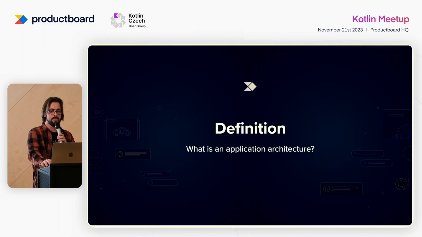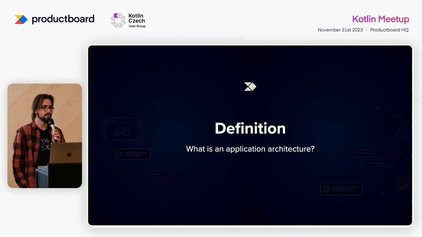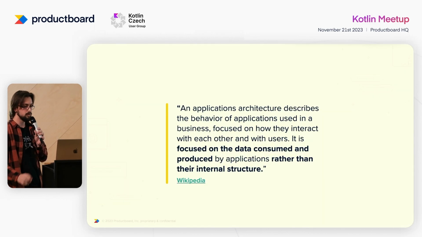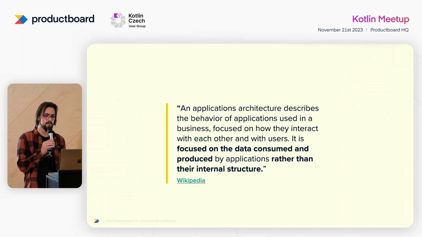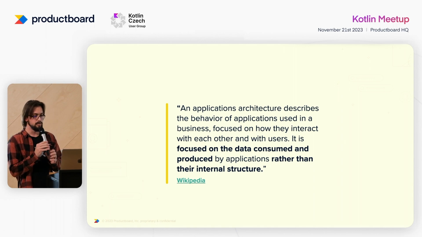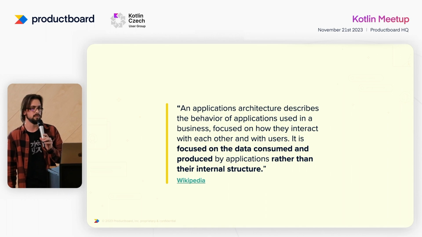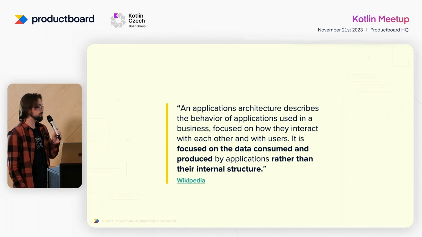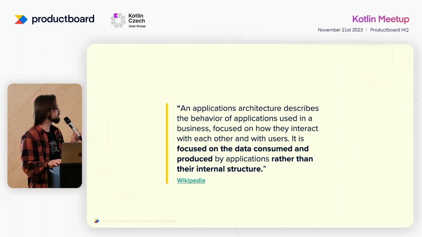Let's get to it. Definition. If you Google what is an application architecture, top 3 links. First one, Wikipedia. Application architecture describes the behavior of applications used in a business, focused on how they interact with each other and with users. It is focused on data consumed and produced by applications rather than their internal structure.